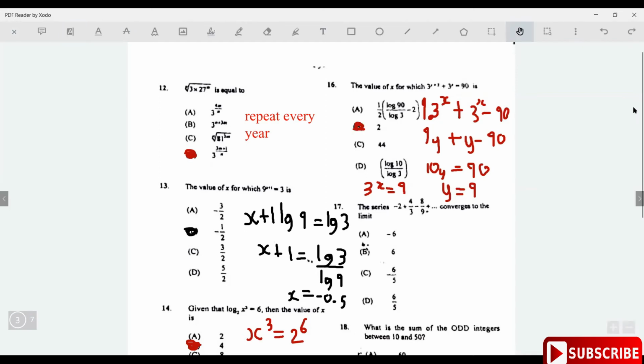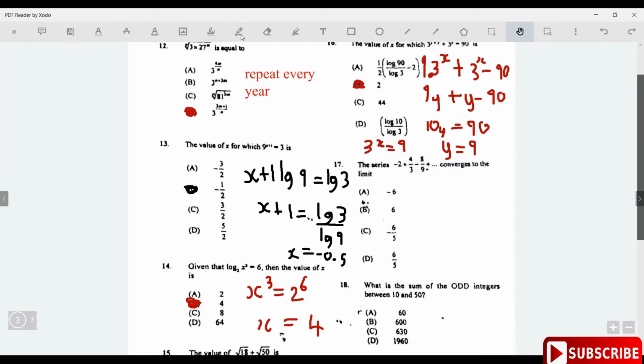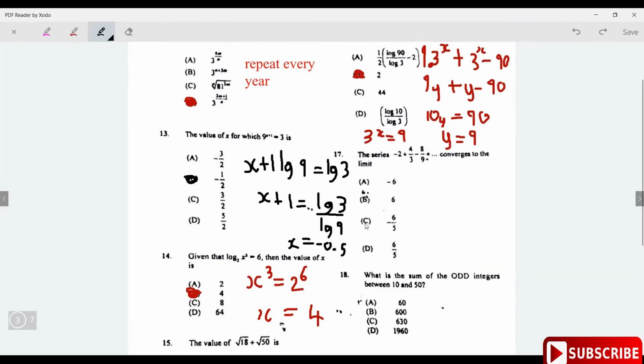Question 17. This is a repeat question, and I think we got minus 6 over 5. This is a repeat from 2017. Repeat from 2016. This one repeats every year, 600. This repeats every year.